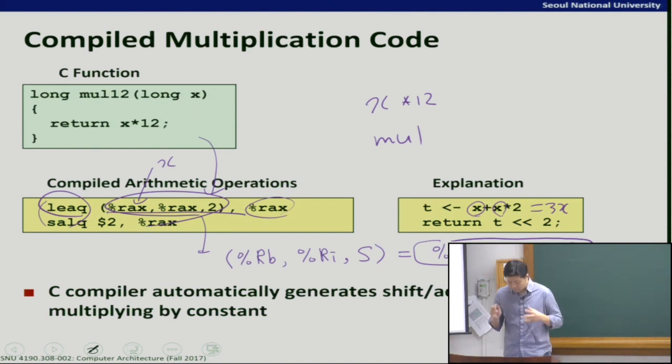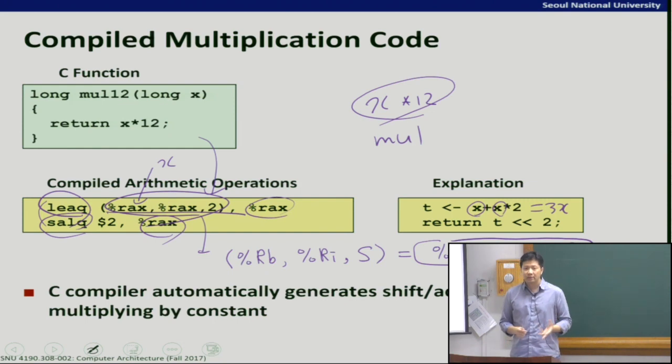So once you compute the 3x, now you can apply a shift instruction. This is a shift left. Shift left by 2 means multiplying by 4, right? So you compute shift left of this value by 2 and store the result back to the RAX register. So this effectively computes x times 12 without using a multiplication instruction. Okay?